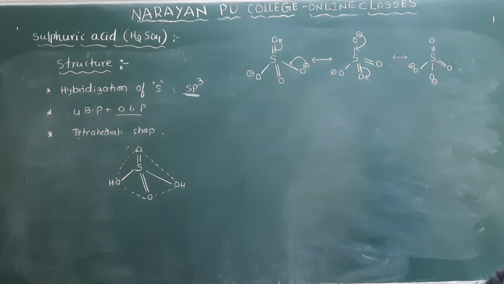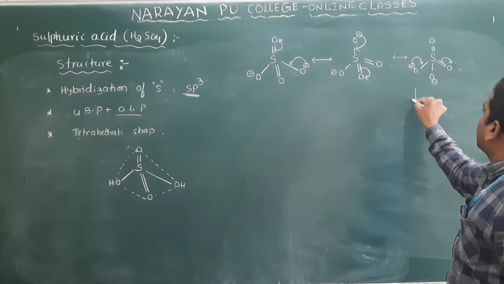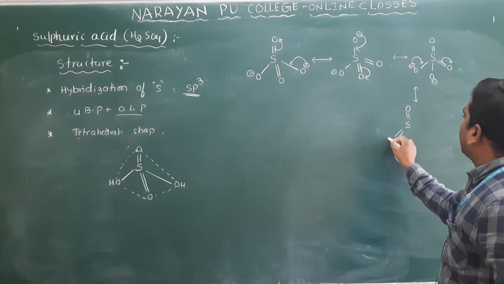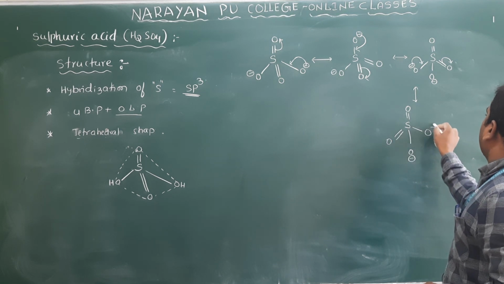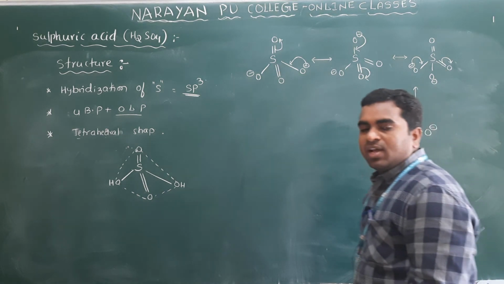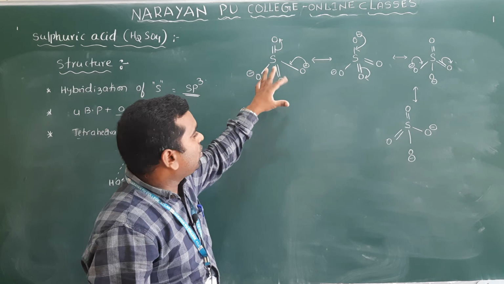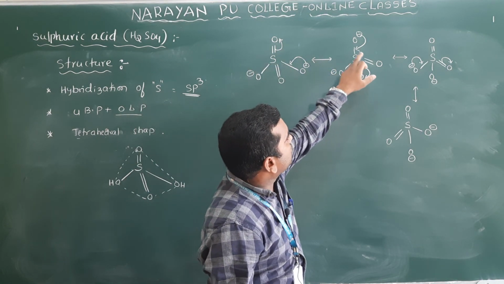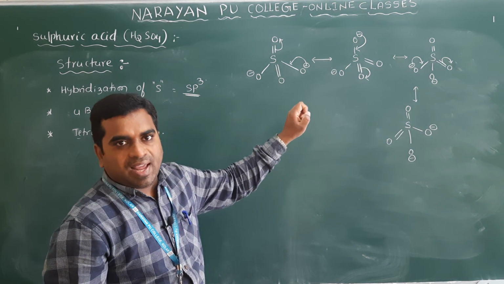Clear? And next one, when this bond comes and these bond electrons move towards the oxygen, then there will be a double bond O here, and O minus here, and O minus here also. So these are the resonating structures of the sulfate ion. So that's why, when it is involved in resonance structures, all the bonds attached to the sulfur have equal bond lengths.